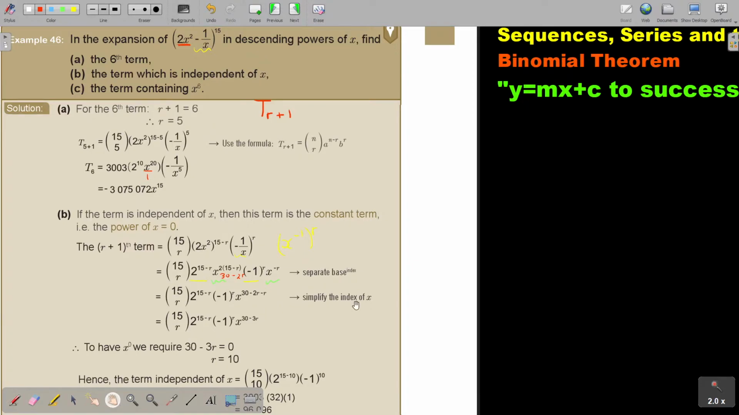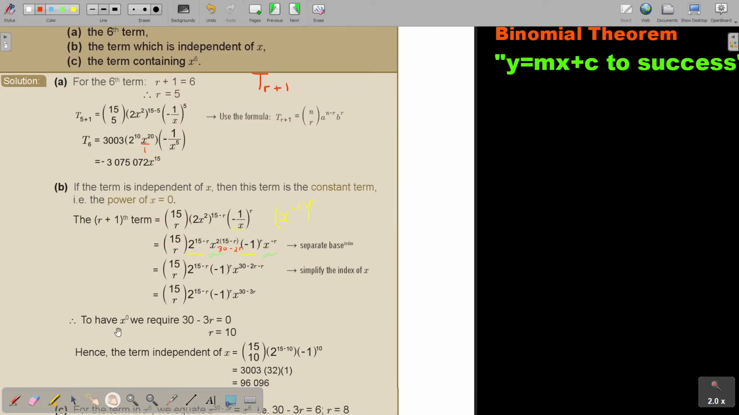Now what do I do now? To have x to the power of 0, I want this, I can highlight it to you, this must be 0. And then I get r. So what was r? It's negative 30 divided by negative 3, so it's 10. So here the term independent of x is now 15 choose 10, and I can just substitute it now in my simplified one.